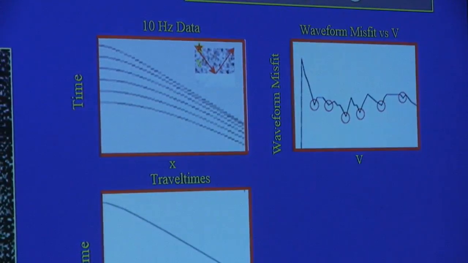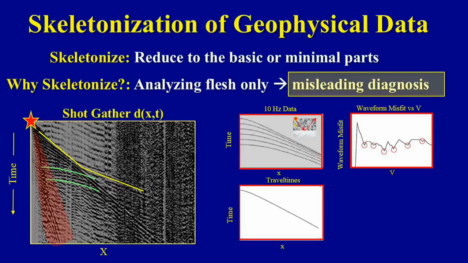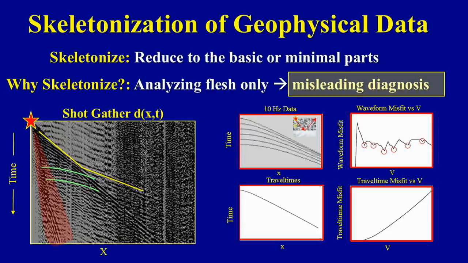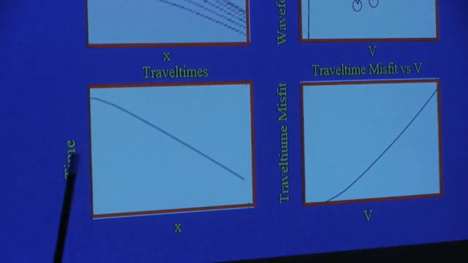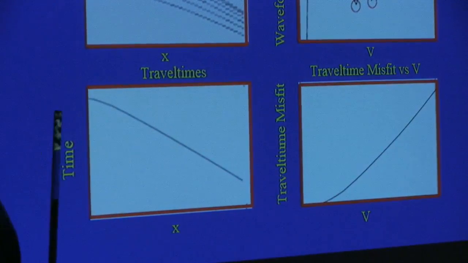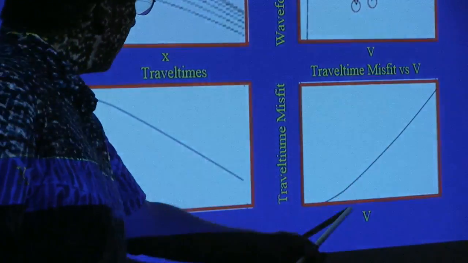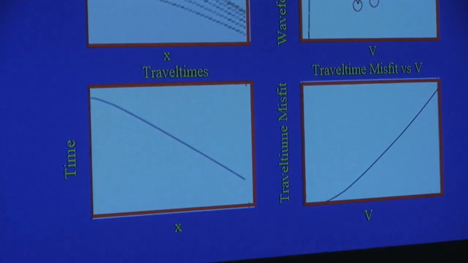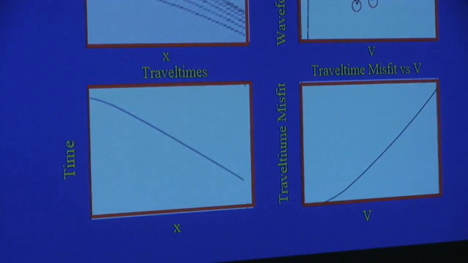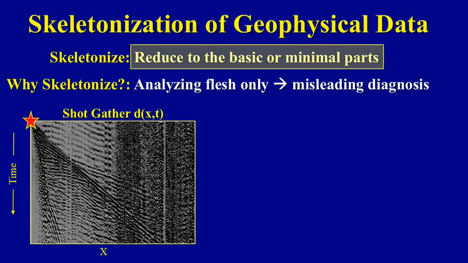On the other hand, if you skeletonize the data, and say you pick the first arrivals out to here, then maybe use Pawan's SVI and pick them all the way out to there, and just invert the much simpler data, such as first arrival travel times, then the misfit function, which in this case is the difference between the predicted and the observed travel times squared, summed up over all traces, you get a much more well-behaved misfit function. So you're likely to gain much more progress with your gradient optimization method.